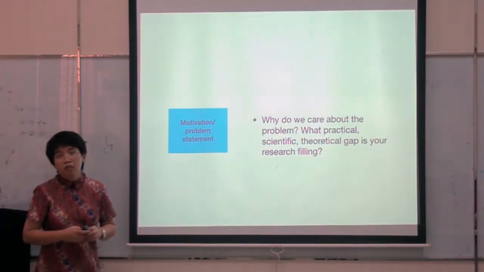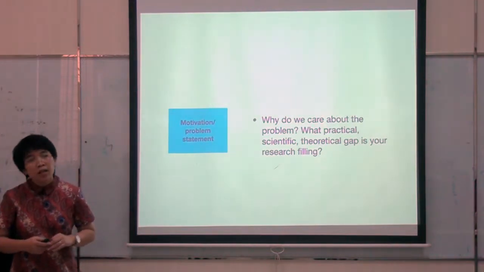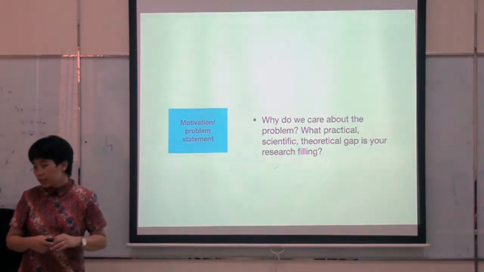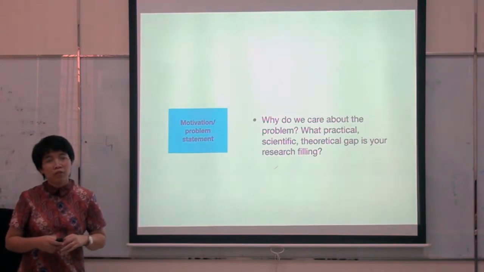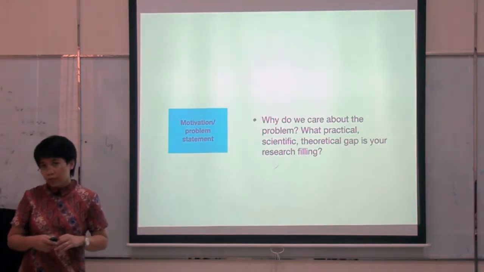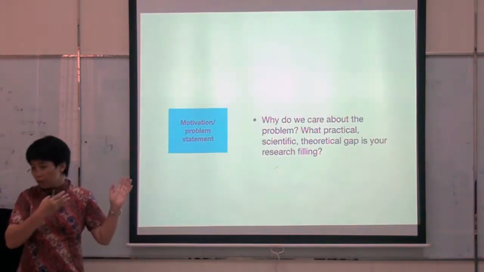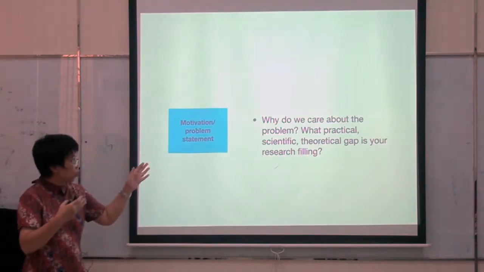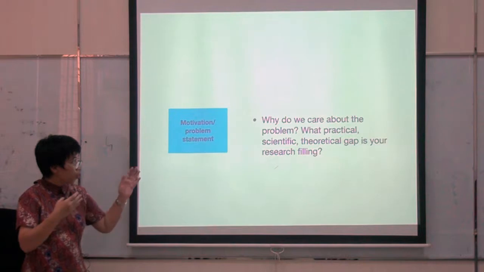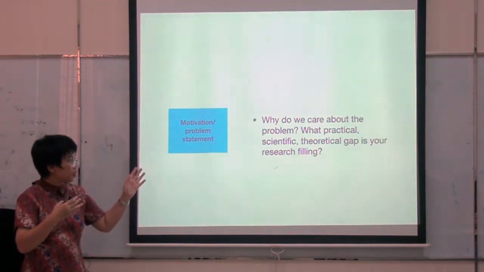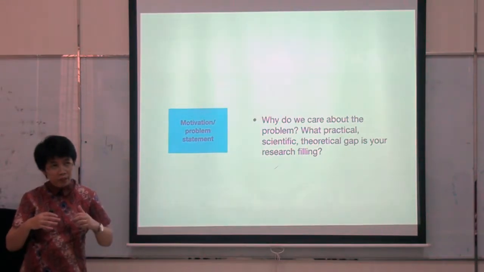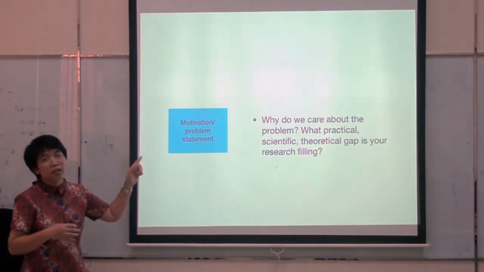So what is motivation or problem statement? Motivation and problem statement are sentences that describe the rationale why we think our research problem is important. So when you write this component of your abstract, you should try to answer these questions. Why do we care about the problem? What practical, scientific, or theoretical gaps is your research filling? When you write the sentences, you should remember these questions.